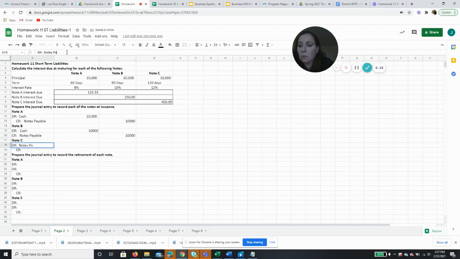Debit cash because we received cash. And we're going to credit notes payable, 10,000. Okay, let's make all these numbers.